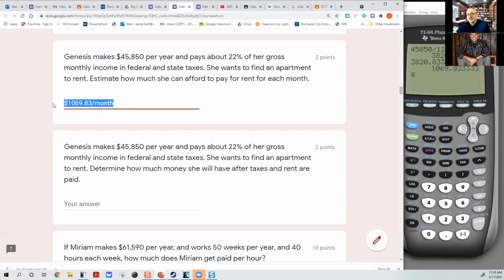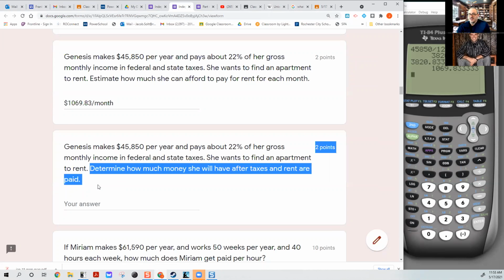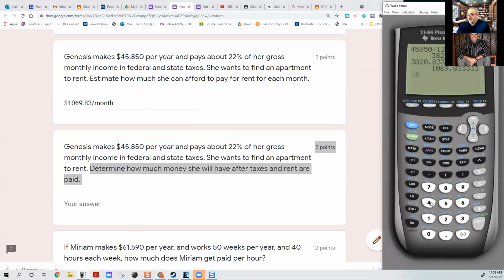That's right up here. So to answer this question, we need to find out how much she pays in taxes. Well, let's try that. There's $45,850. Dividing it by 12 again to find her monthly. That's her monthly gross income. She pays about 22% of that gross income on federal and state taxes.